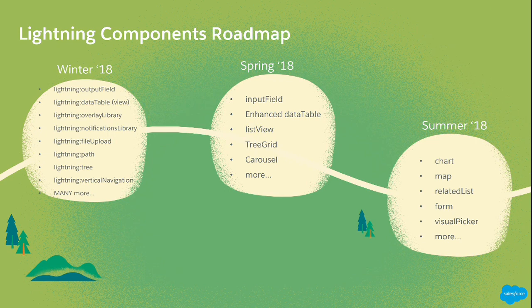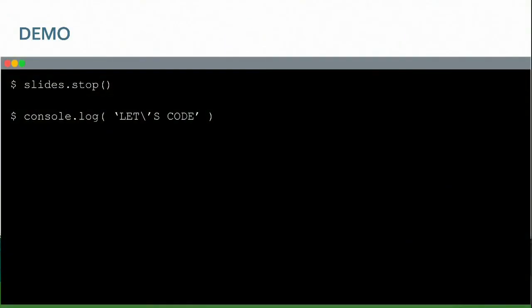We've added a lot of great features to our data table. And the data table is the base for the list view component, which is also coming in spring. You'll have tree grid, right? So a hierarchical kind of data table, and carousel and a few more. And then as you look into summer, the ability to have charting, visual pickers, related lists, and a very easy way to create your own form that's an even easier experience than, say, using input field and output field. So a lot of great things coming, but let's get into the code, right?